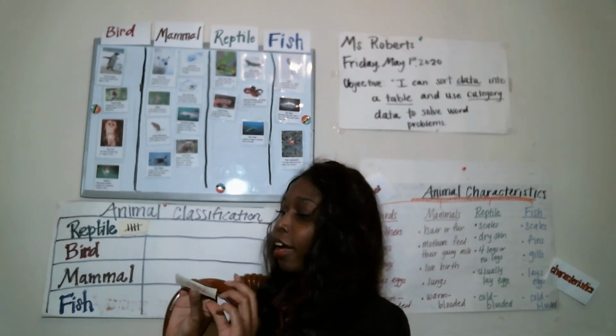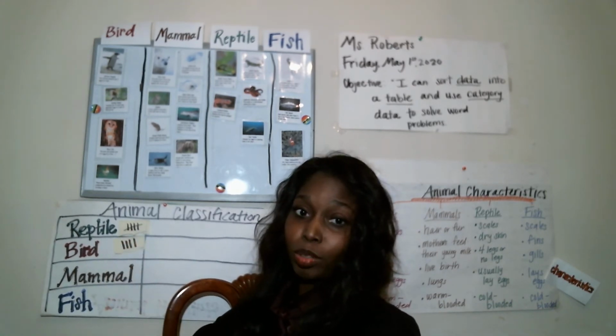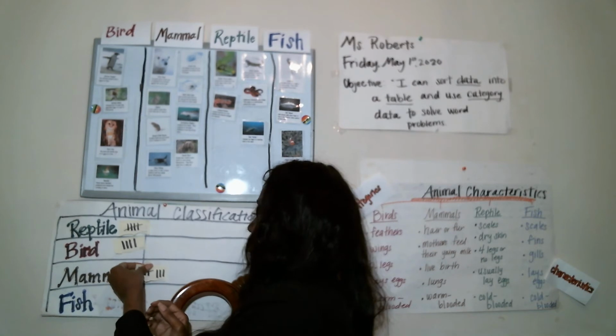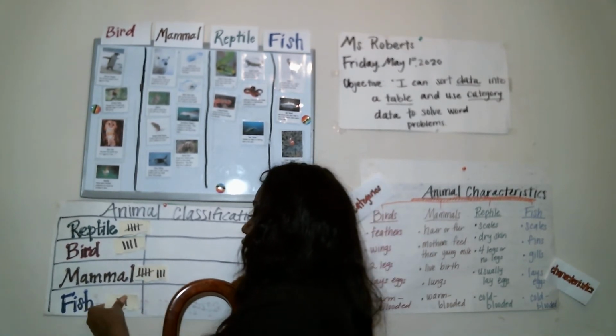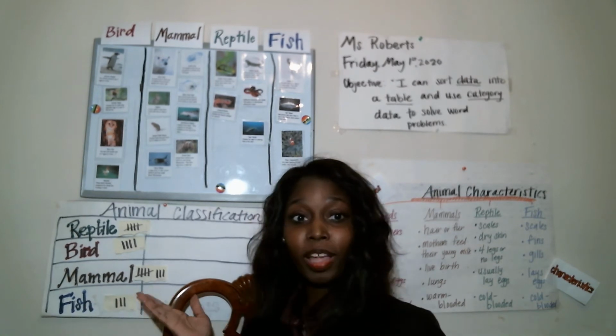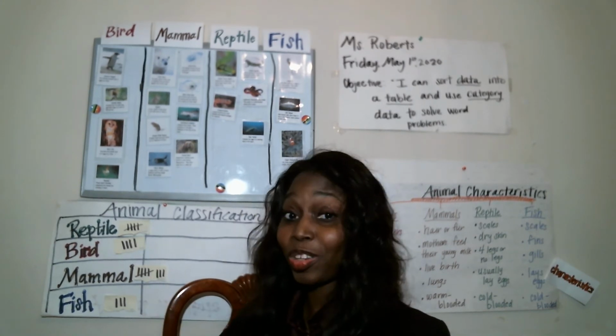So reptiles have 5, birds have 4, mammals have 8, and fish have 3. Even though we have tally marks, there's another way we can show the numbers, by using numbers.